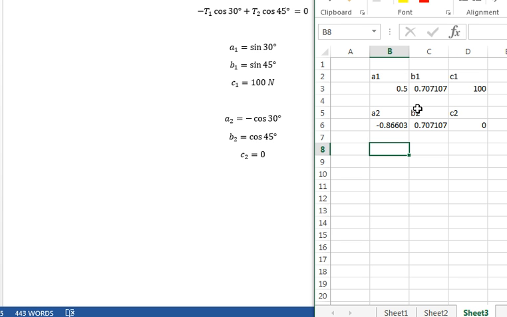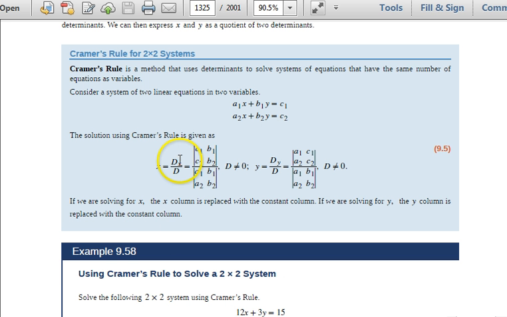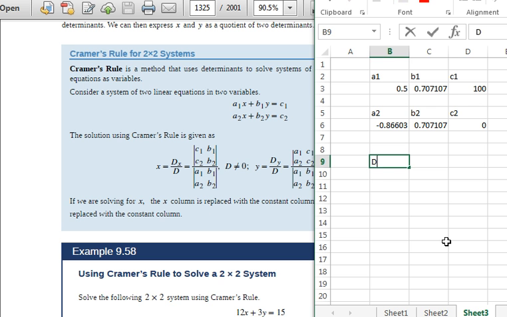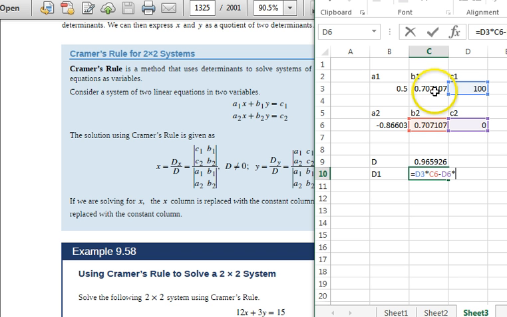All right. So in determining T1, which is our first variable, we want the determinant defined by C1, C2, B1, and B2. Right? Let's go back to our Cramer's rule. To determine the first variable, we want this determinant divided by the overall determinant. Well, the overall determinant, D, is A1 times B2 minus B1 times A2. All right, that's the denominator. So now D1 is C1 times B2 minus C2 times B1.